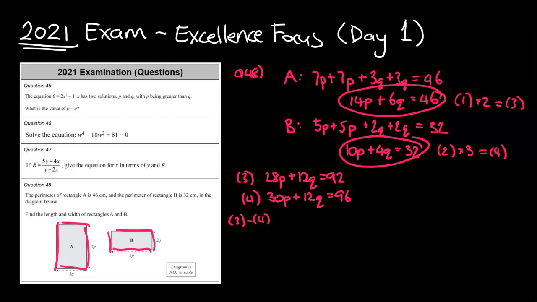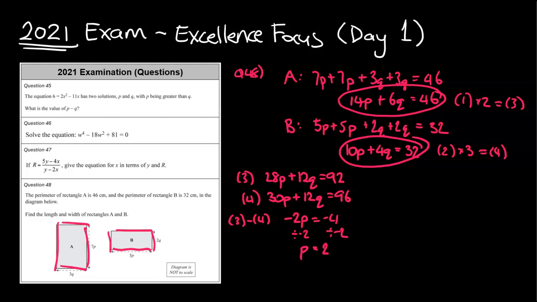So this minus this is going to be negative 2p, this minus this cancels each other out. And then this minus this, -4. So dividing both sides by -2. Oh gosh, I've forgotten the minus sign there. -2. Our p-value will be equal to 2. So we've got our first step of the thing.